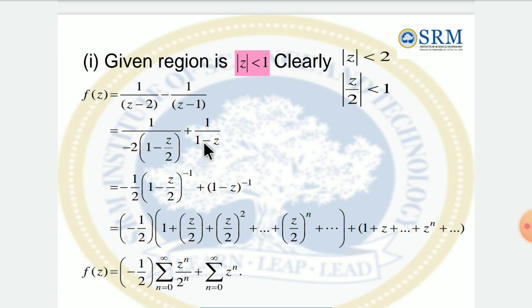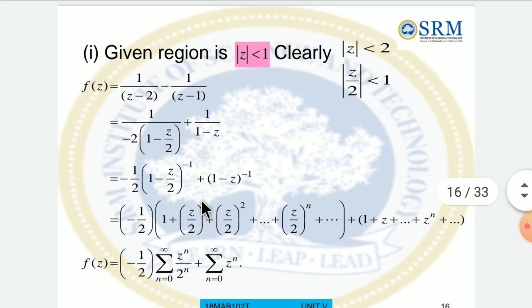Here we consider only one region, that is mod z less than 1, inside. So inside, mod z by 2 less than 1 is also inside. So that's why we get only the regular parts. There is no principal part. Why? Because there is no outside region. Now let us move to the second region.